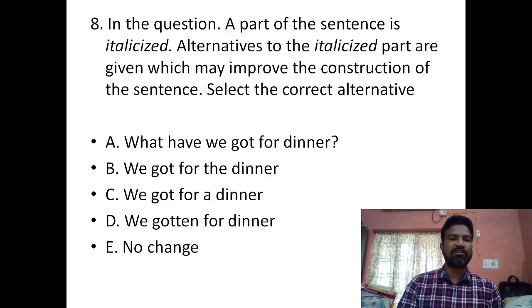Moving on to the next question. In the question, a part of the sentence is italicized. Alternatives to the italicized part are given, which may improve the construction of the sentence. Select the correct alternative. What have we got for dinner? That is a statement. So check out which is the correct one. We got for the dinner. We got for a dinner. We gotten for dinner. Your time begins now.